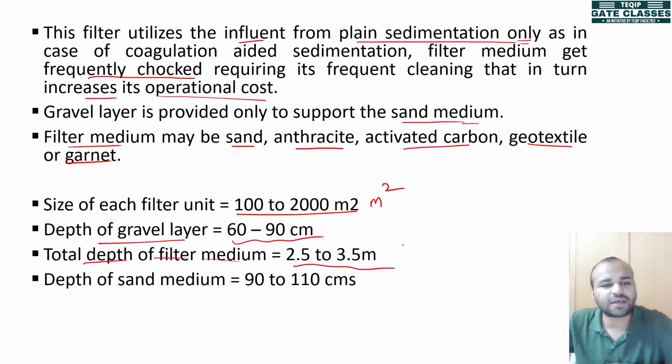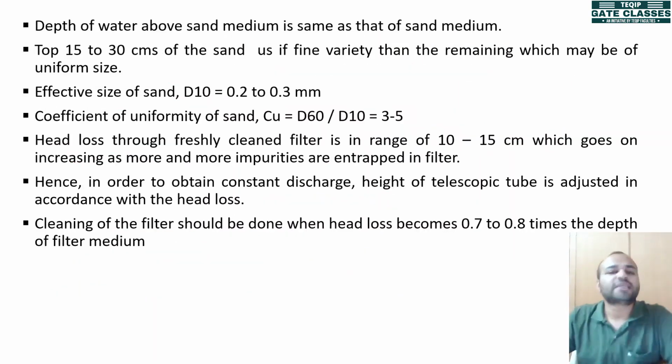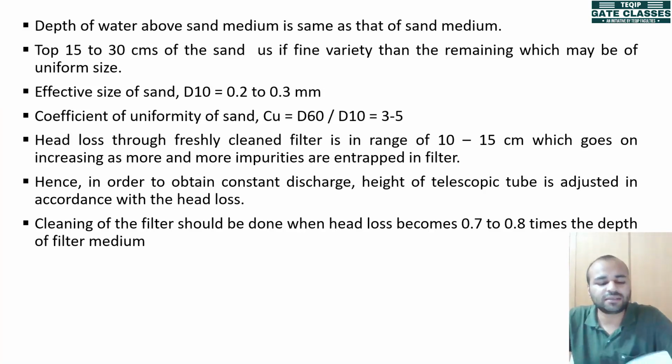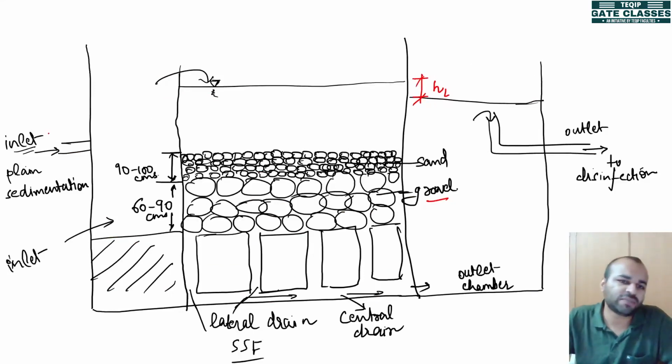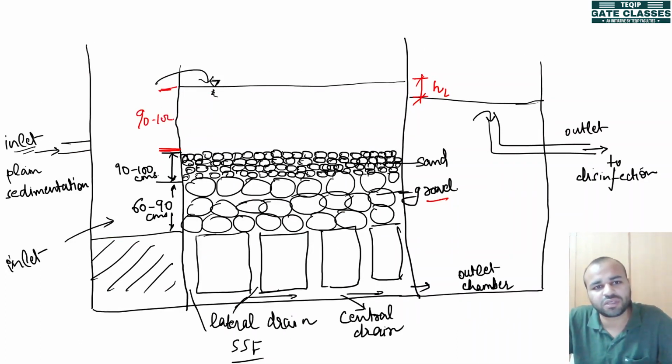In the diagram I have shown the sand medium. This is about the total depth of the filter medium. So depth of sand medium is around 90 to 110 centimeters. Then some important points include that the depth of water above the sand medium is taken as the same as the depth of the sand medium. So what it means is that this height will be the same as that of the sand medium.